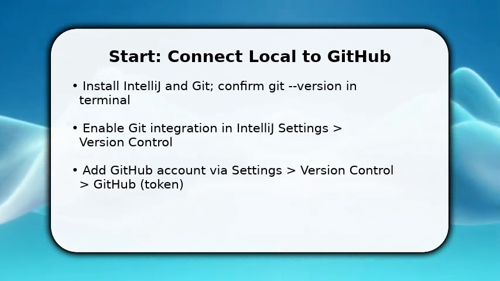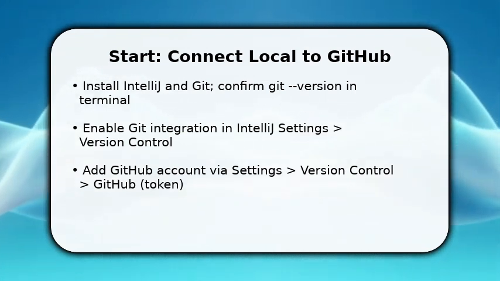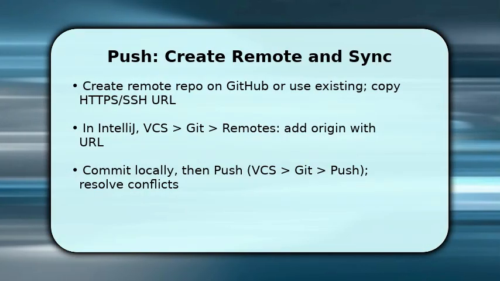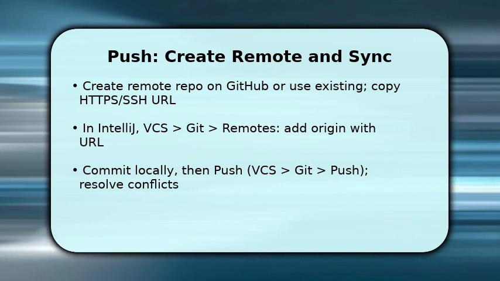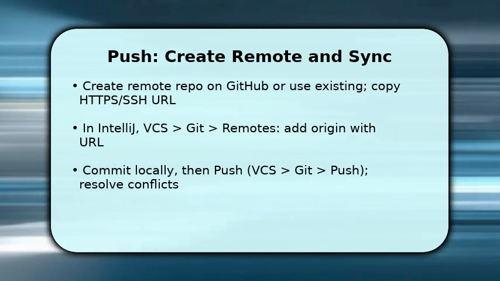Then initialize a local repository in the VCS menu, and you will now link your local repo to the remote and push changes. Create or choose a repository on GitHub and copy its URL. In IntelliJ, open VCS, Git, Remotes, and add origin with that URL so pushes target the correct remote.